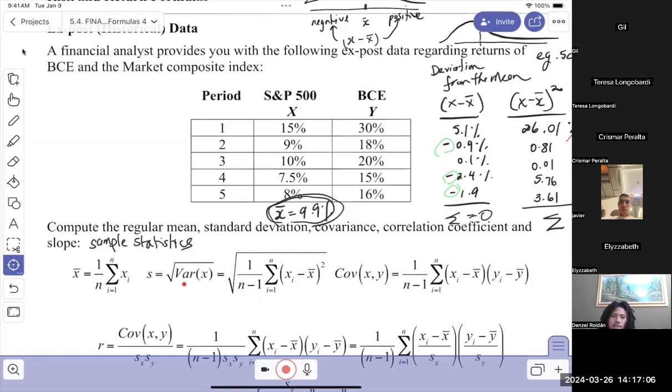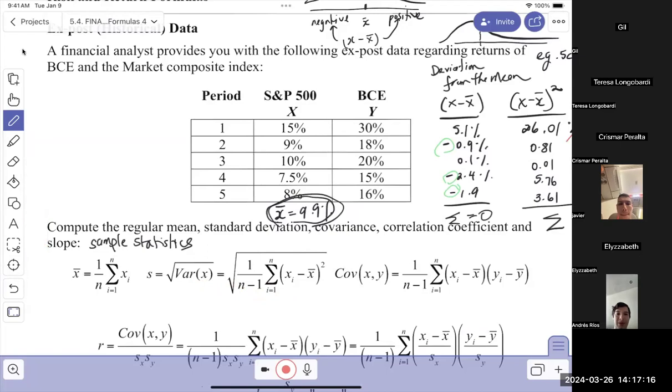The name is over here. What is the name of this? Variance. It is the variance, but not just the variance, it is the sample variance. It's the sample variance because if it was the true variance, we would divide by n, not n minus 1. And also this would not be x bar, it would be the true mean.